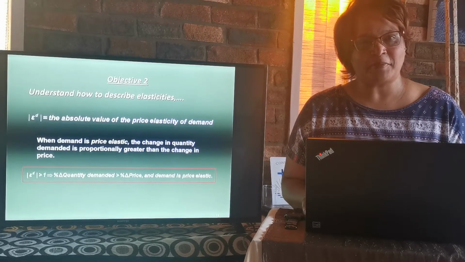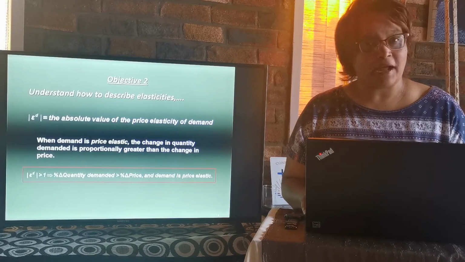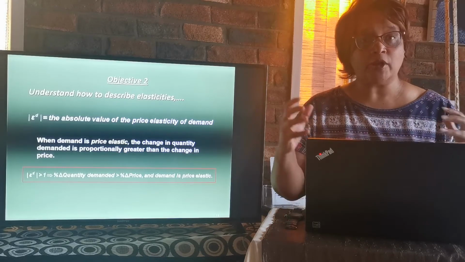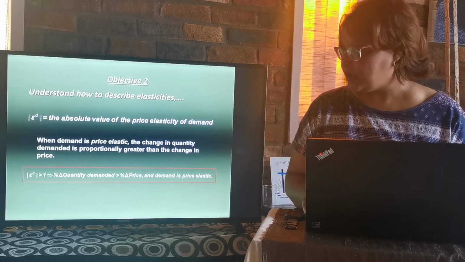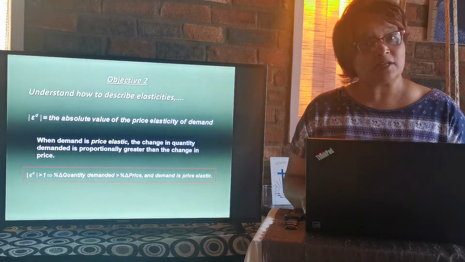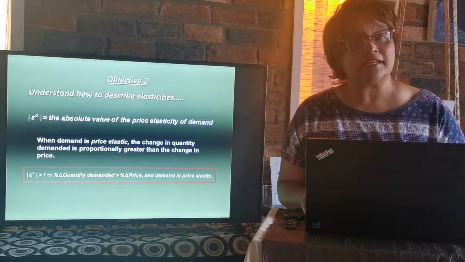Welcome back to Economics N4, Module 2, Part 2. Back to price elasticity. Now we're going to go into the graphs. To understand how to describe elasticities, because economics is a lot about graphs, we're going to need to now understand the 5 different elasticities.